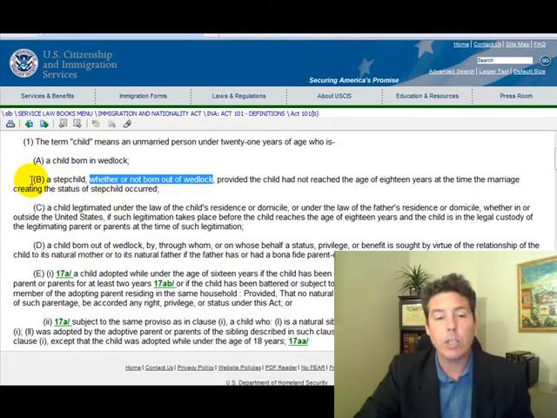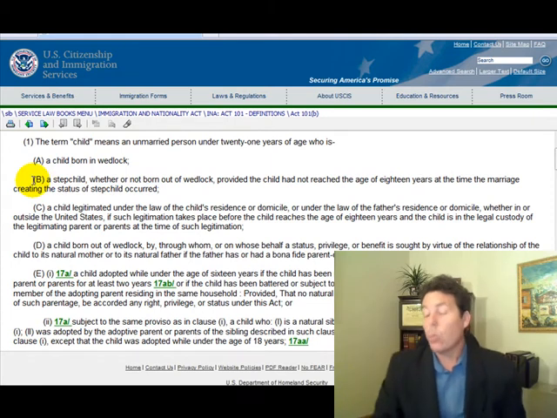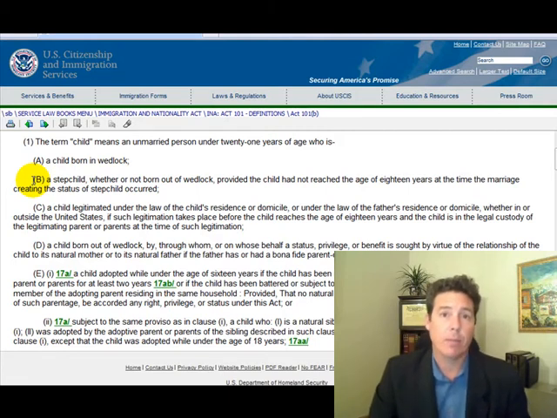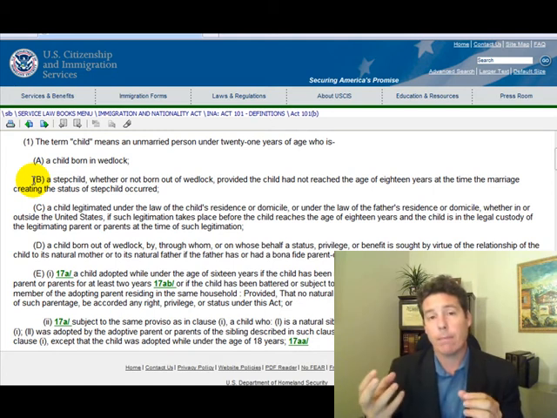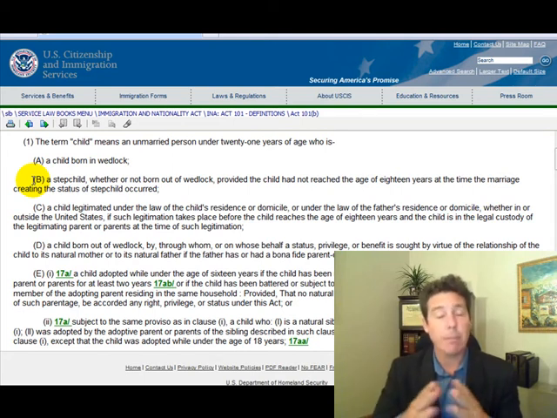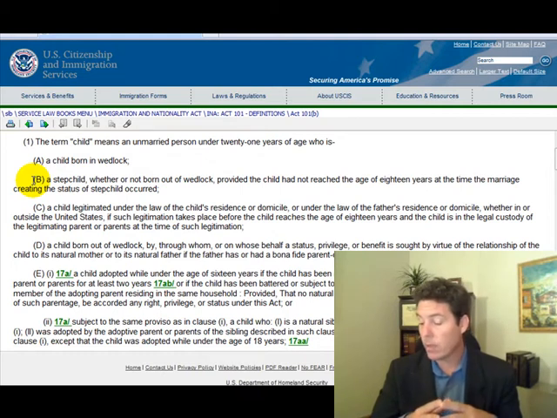Now, there's another issue with the stepchild here, and that is what happens if the parent, the natural parent, dies before the adjustment of status. The Immigration Service is going to look to the relationship between the step-parent and the stepchild, and will make a decision based on the facts, so that if they have a bona fide parent-child relationship, then they will allow that green card to be approved, even though the natural parent of the child is deceased. I also think that's a very generous interpretation.